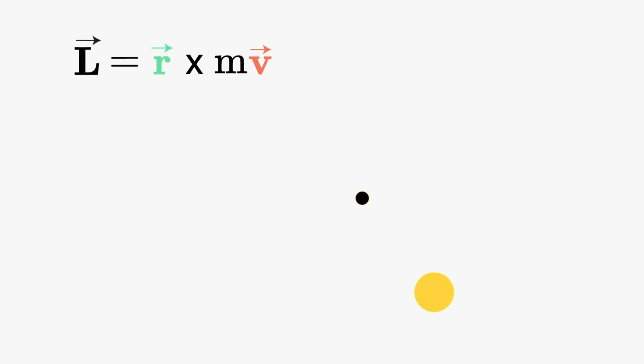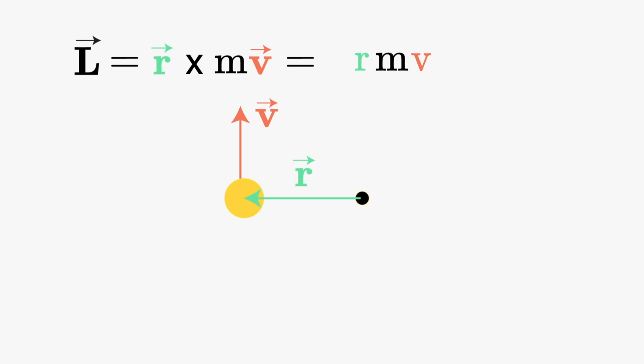In the case of circular motion, r and v are always perpendicular, so we can just multiply the magnitudes together, and the sign tells us which way we are going around the circle. If we consider out of the page to be positive, and the angular momentum is positive, then the object is circulating counterclockwise. If the angular momentum is negative, the object is circulating clockwise.